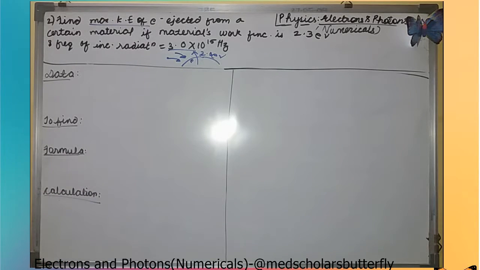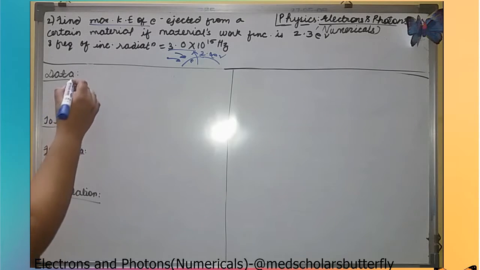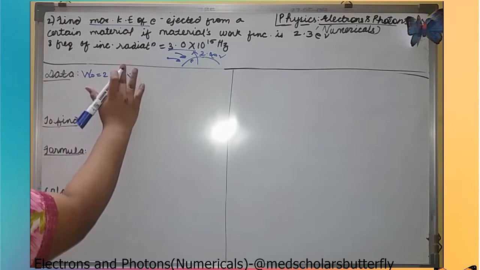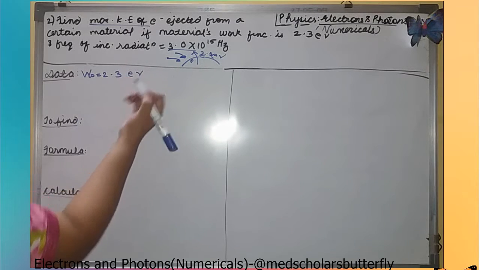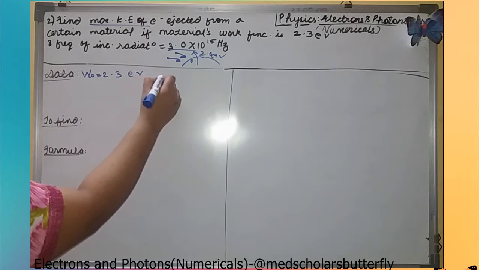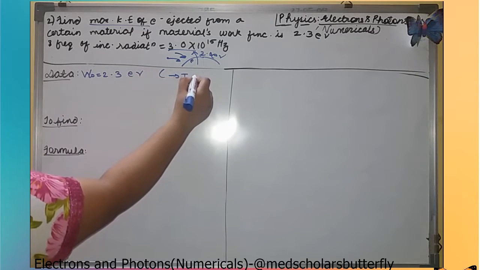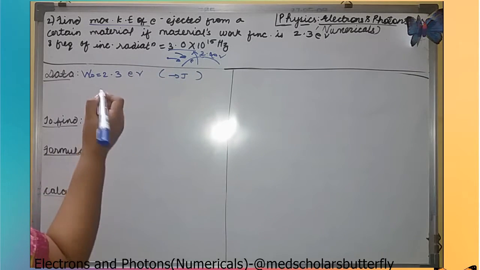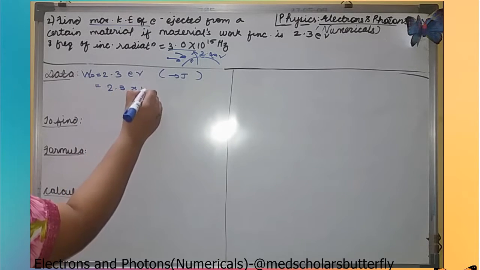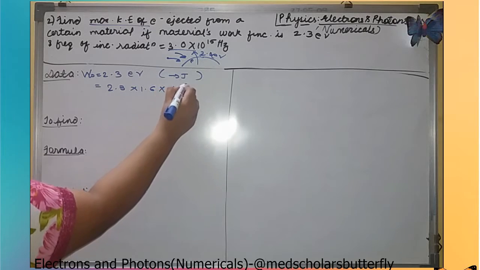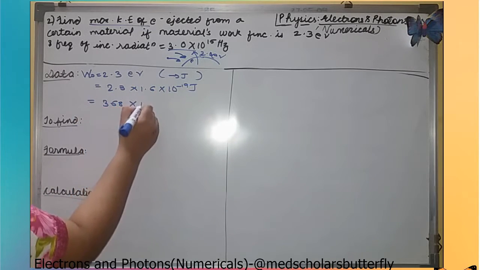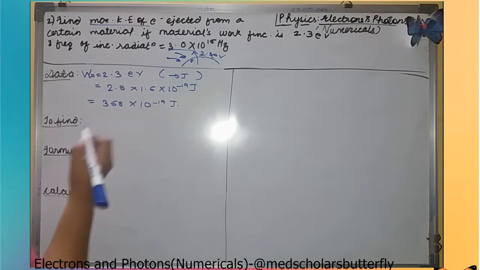First, let us write down what is given to us. Work function is given, 2.3 electron volt. Let us convert it into joule, and for that again we will multiply it with what I told you before, 2.3 into 1.6 into 10 raised to minus 19 joule. It will become 3.68 into 10 raised to minus 19 joule.